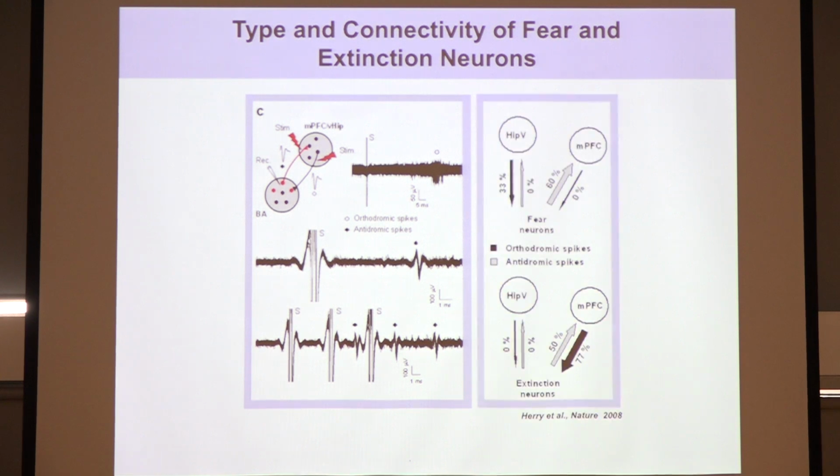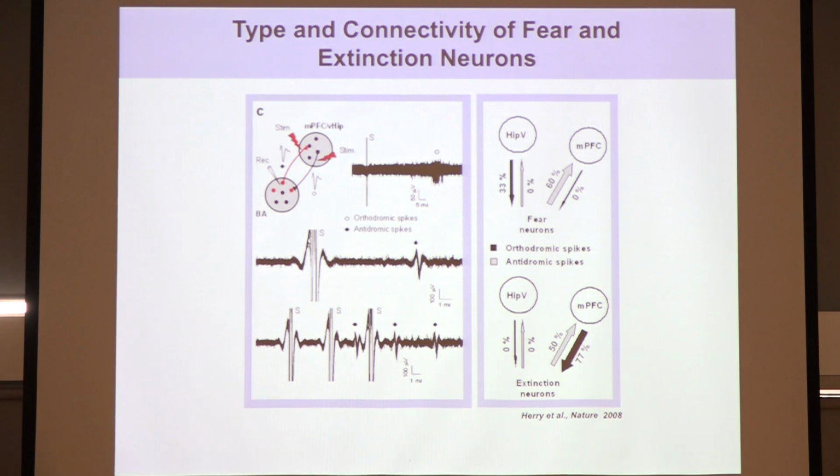Based on using this strategy, this is the result we got. We stimulated the ventral hippocampus and the medial prefrontal cortex because both structures are heavily connected with the basal amygdala. And for fear neurons, we observed that they receive strong input from the hippocampus and they project to the prefrontal cortex. In contrast, the extinction neurons are not connected with the hippocampus, but they project to and receive input from the prefrontal cortex.